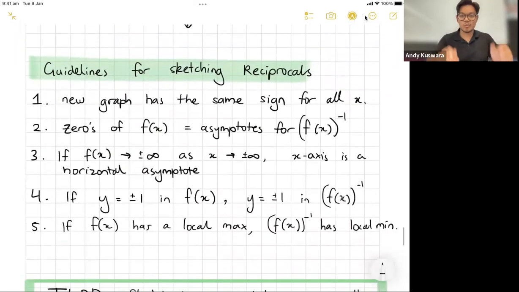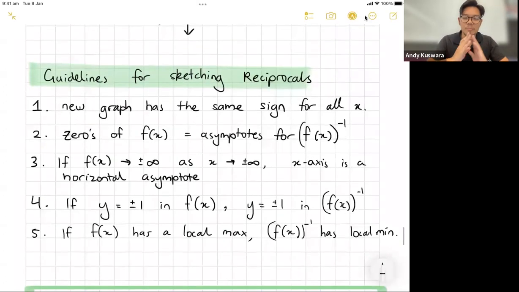Now, this is where I'm going to lose a lot of you. I'm going to go through this, explain it the best I can, so pause it, write these down, and try to make sense of them. When you're sketching your reciprocals, we're giving you a normal function and then sketching the reciprocal. Guideline number 1 is your new graph has the same sign for all x. That means if it was positive in the original graph, it's also going to be positive in your reciprocal graph.